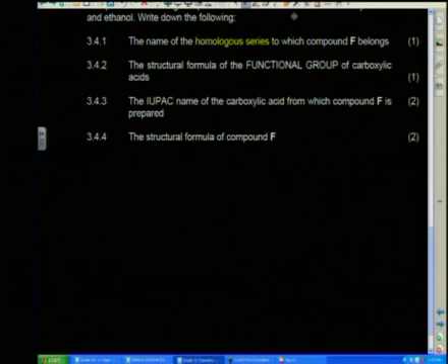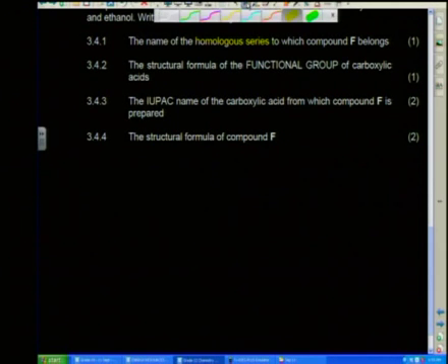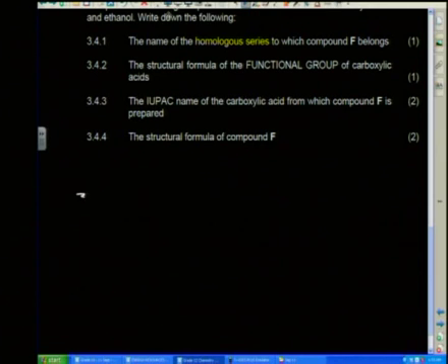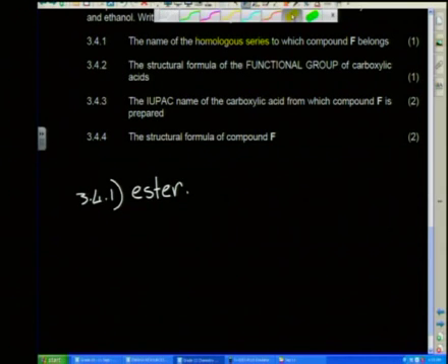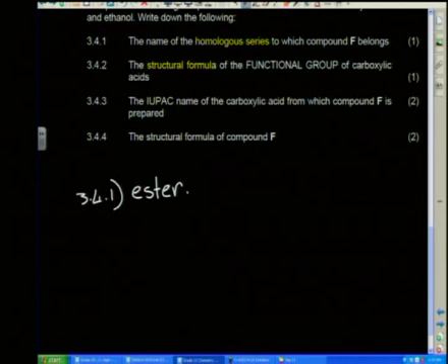Ethyl butanoate. It splits into 2 pieces. That's a very good sign that what you've got in front of you is actually an ester. An ester has got 2 parts to the words, and that's a very good sign that you've got an ester. The structural formula. Okay? So that means that I've got to draw this out. The structural formula of the functional group.